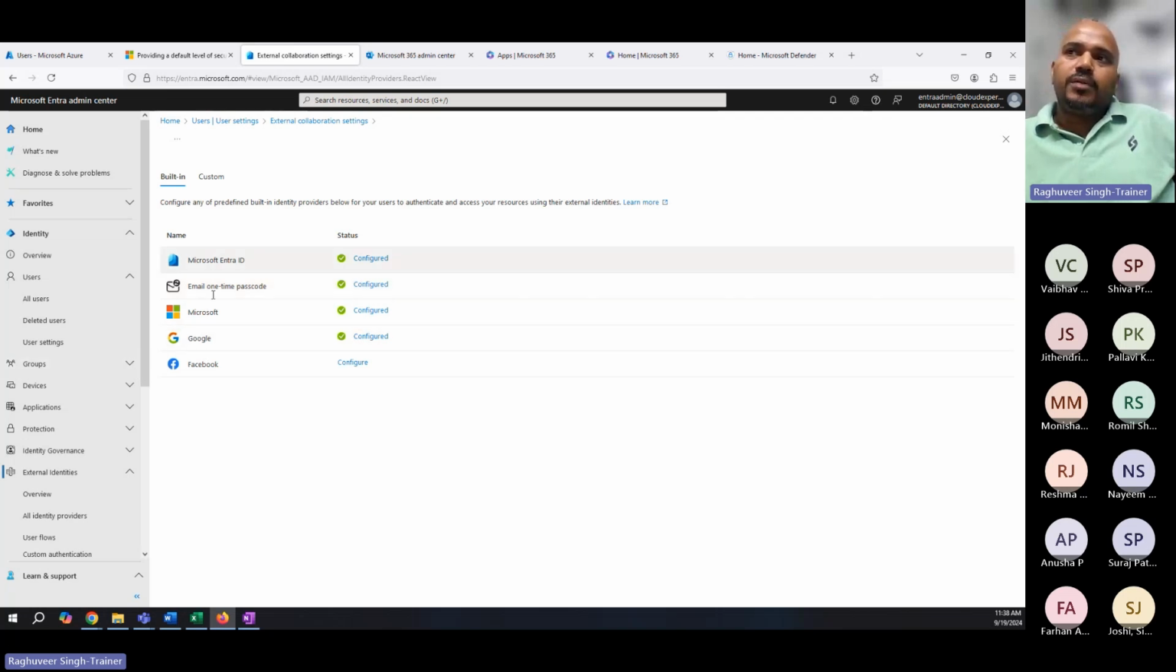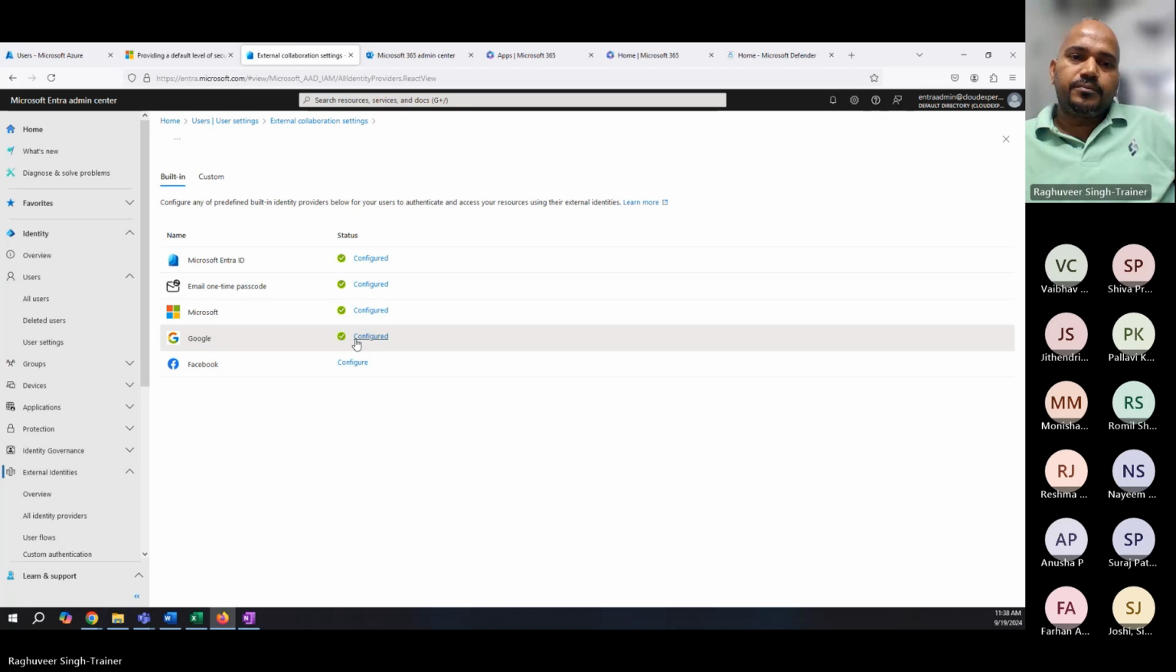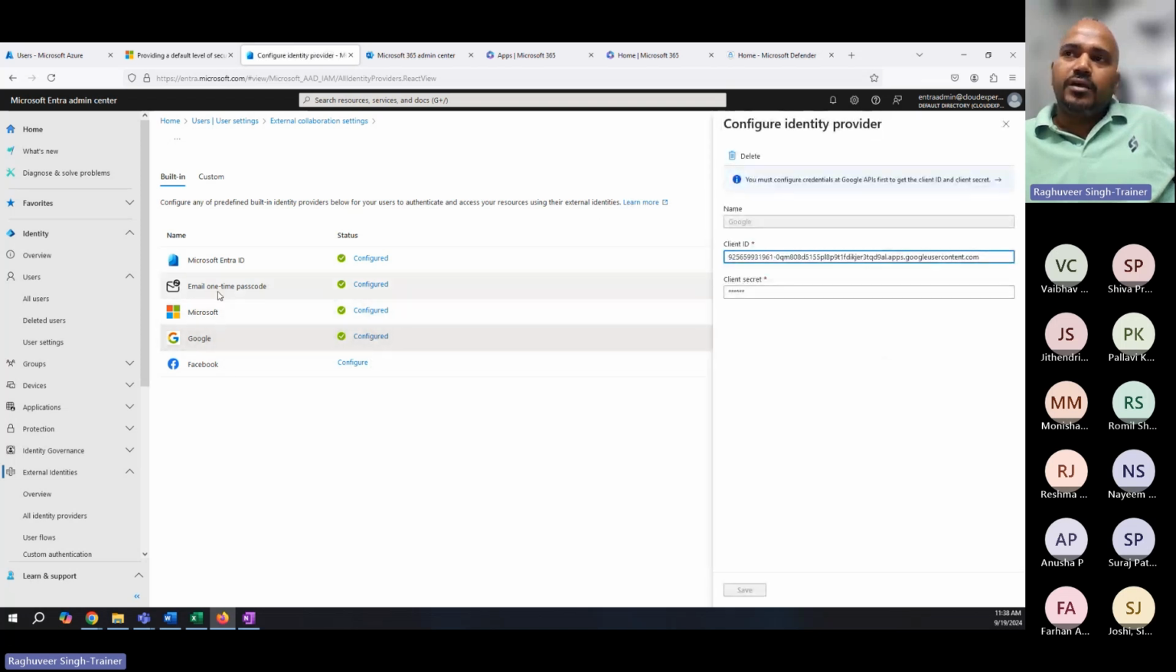For example, in my account, I'm federated with Google. So all Google users can sign into my account. I have already done this federation. You probably will not see this option in your account when you click on it there. Okay. So I'm federated with Google, which means I have added Google.